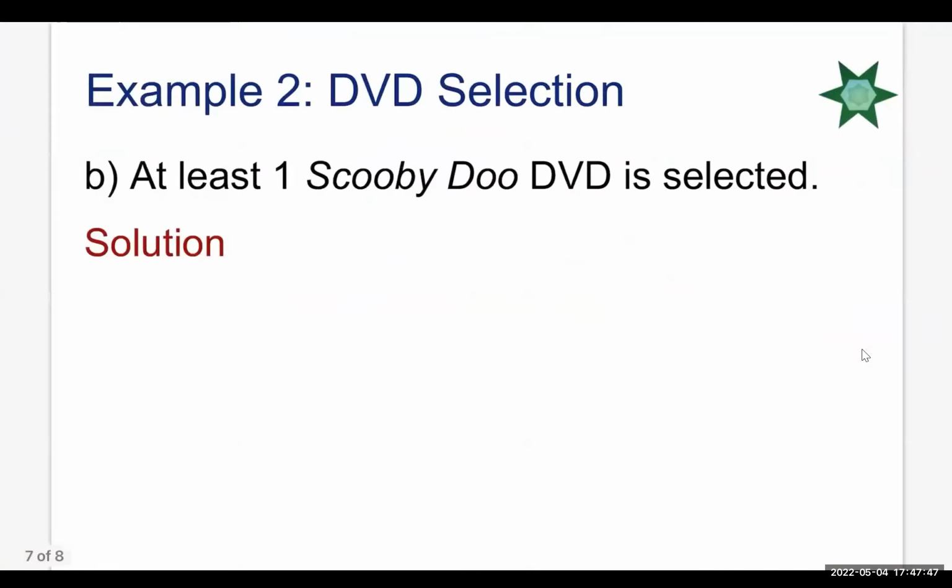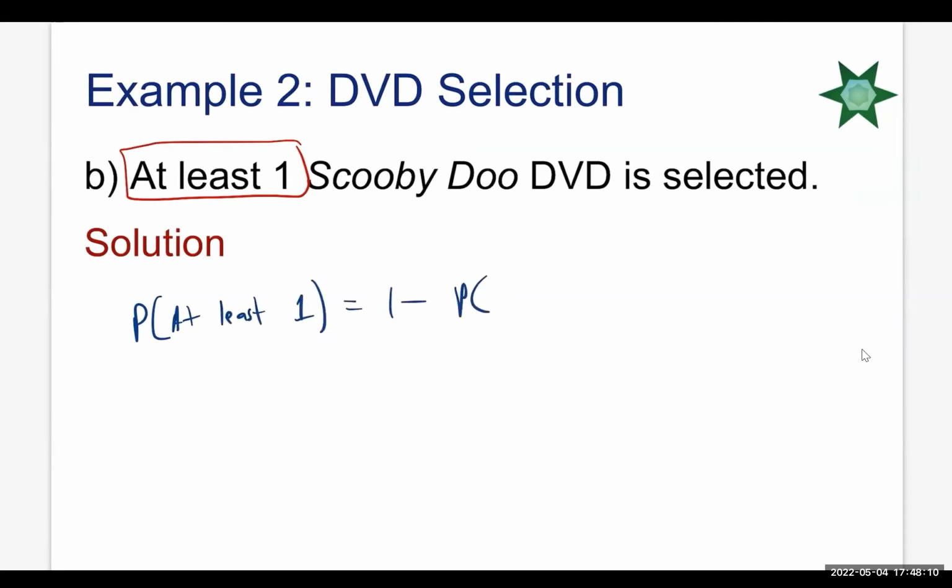I believe there's a follow-up question to that same problem. It says, what's the probability that at least one Scooby-Doo DVD is selected? So this key phrase, at least one, is very important. In probability, whenever you see the phrase at least one, you should always think of this: the probability of at least one is equal to 1 minus the probability of none. And in this case, since they're referring to Scooby-Doo, they mean no Scooby-Doos.